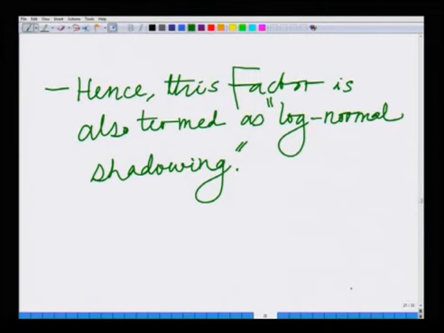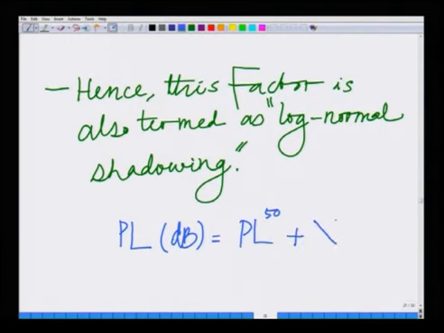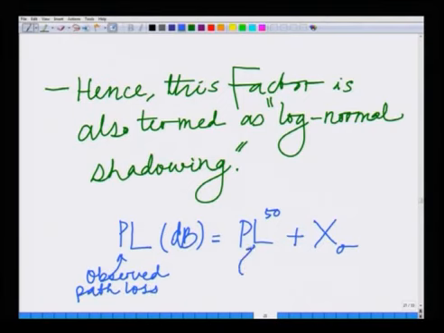All right. So, what we are saying is that the actual observed path loss in dB is equal to the median path loss plus a log normal shadowing factor. So, this is the observed path loss, this is the median path loss, and this is the log normal shadowing factor.